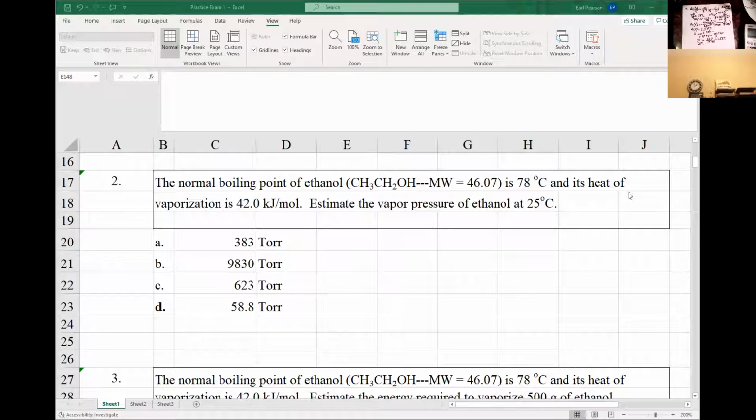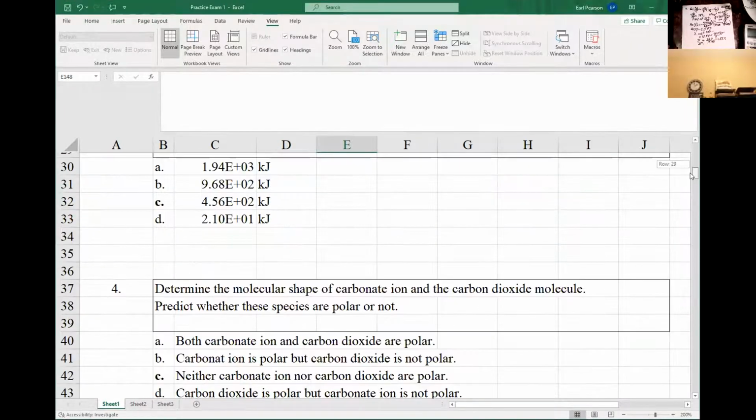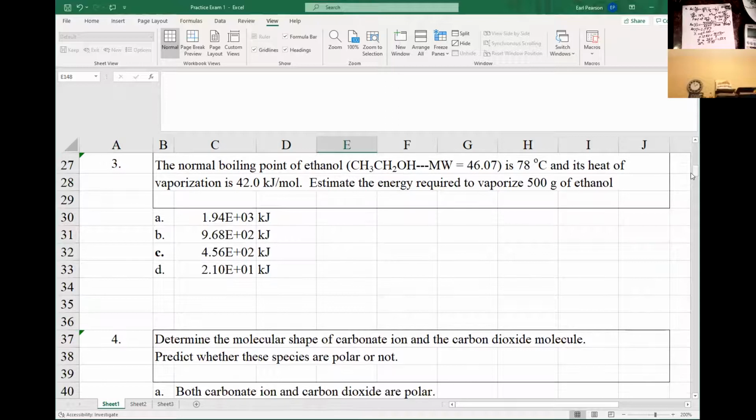Okay, let's go to the next one, and let's see what we're doing. The normal boiling point of ethanol is 78, and its heat of vaporization is 42 kilojoules. Estimate the energy required to vaporize 500 grams.